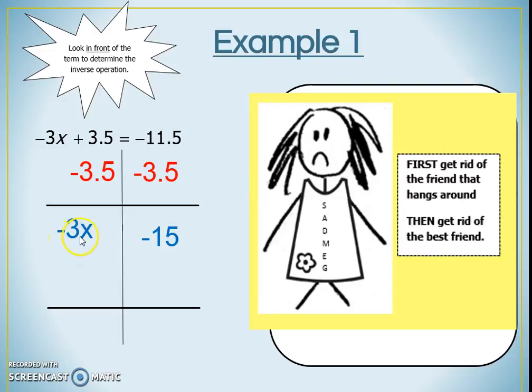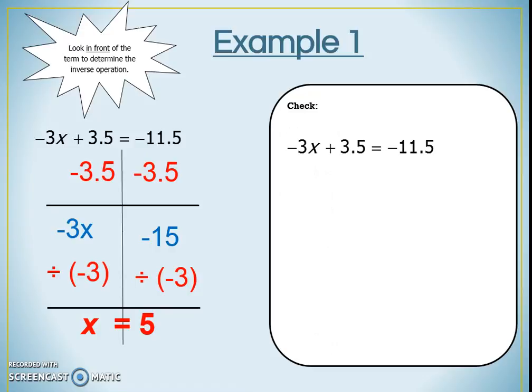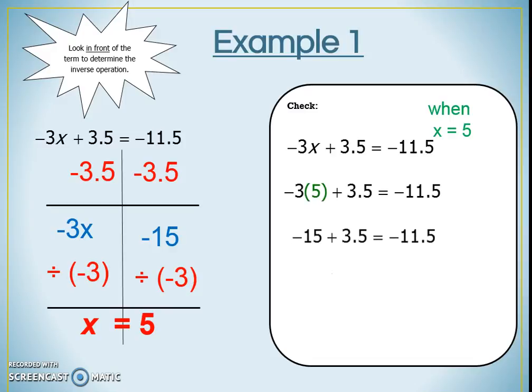We now have our coefficient, the number that's squeezed next to the variable, on the left side and -15 on the right side. Remember, the operation between the coefficient and the variable is multiplication, so we're going to divide by -3 on the left and divide by -3 on the right to get that x equals 5. Now this is great, but remember we need to check to see if our answer is correct. So let's go ahead and check our work, substituting in x equals 5. So we plug in 5 for x, and we end up seeing that negative 11 and 5/10 equals negative 11 and 5/10.